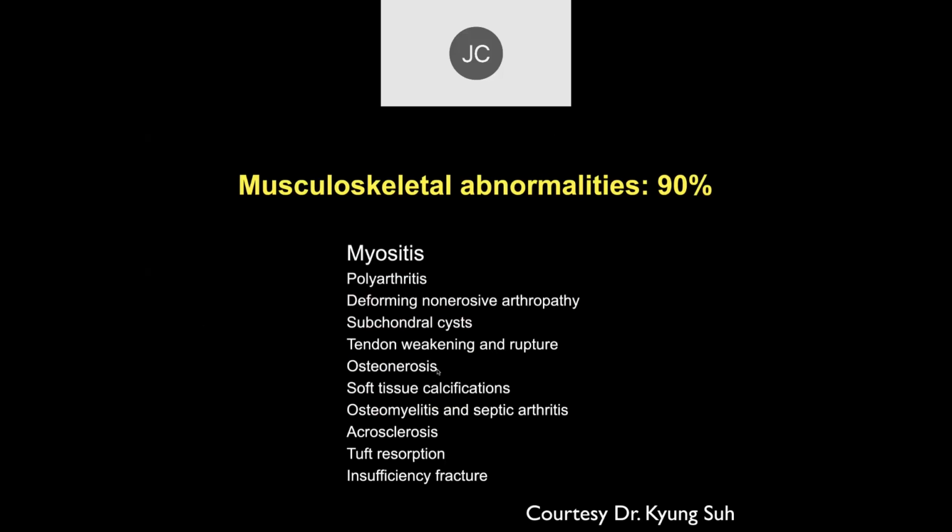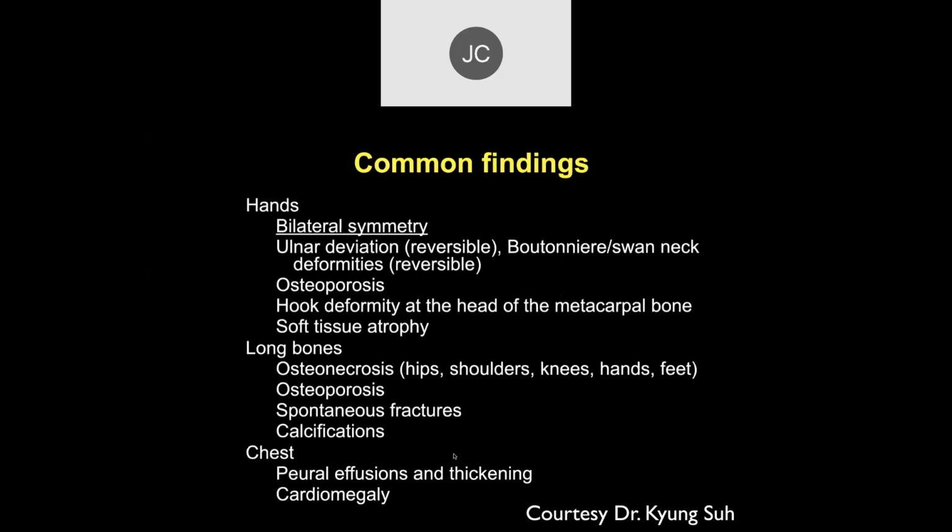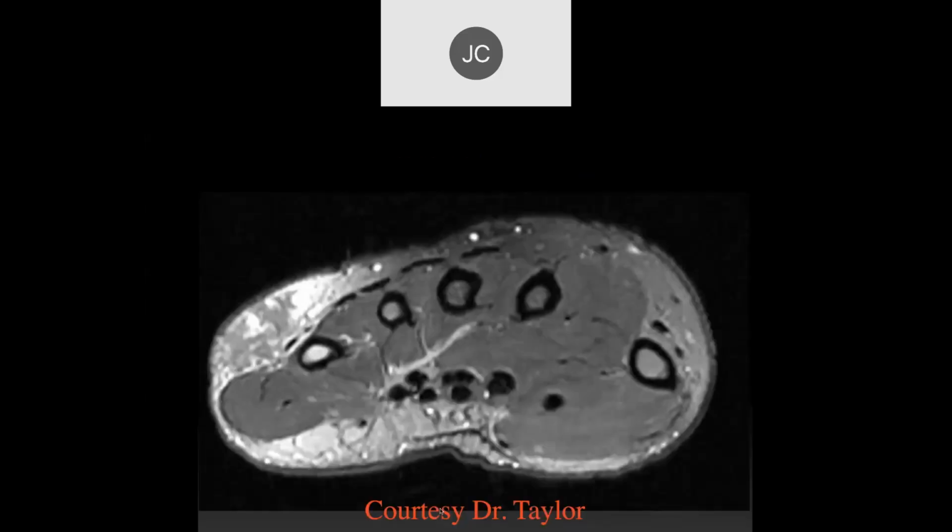That's the most common finding that I've typically seen over the years looking at MRs: a patient comes in with multiple bone infarcts on an MR scan, and then you work it up, and it turns out that SLE, systemic lupus erythematosus, is the cause. It's another cause of soft tissue calcifications and tuft resorption. Commonly with lupus, you get pretty much symmetric involvement of the hands and the long bones, pleural effusions, thickening, cardiomegaly.